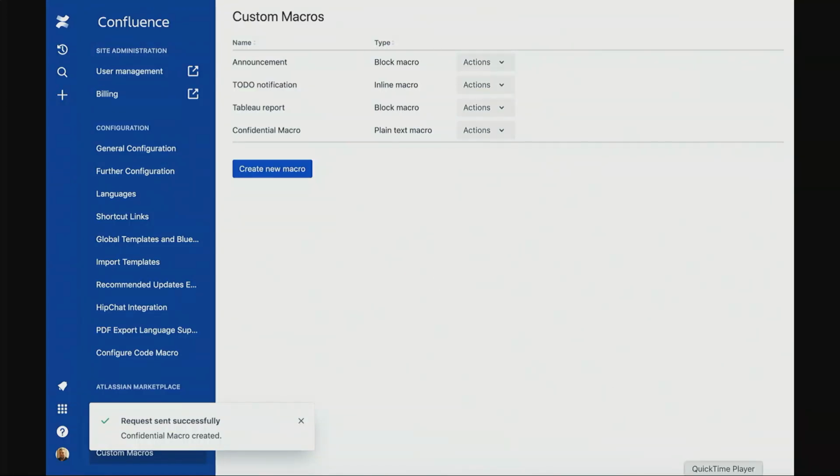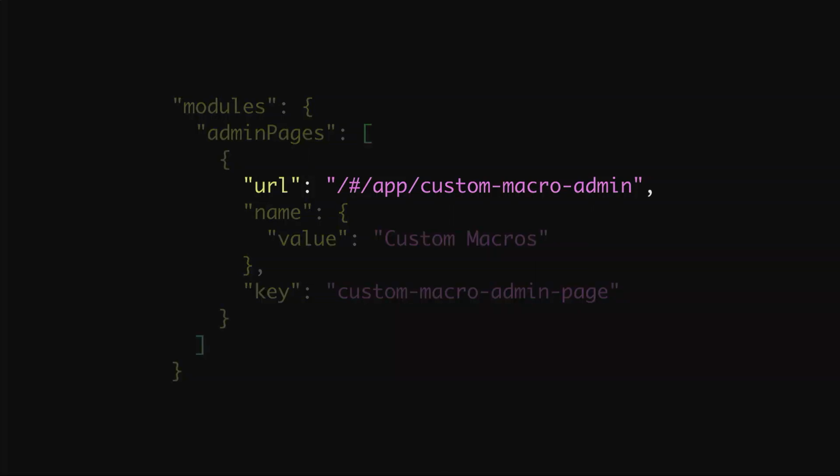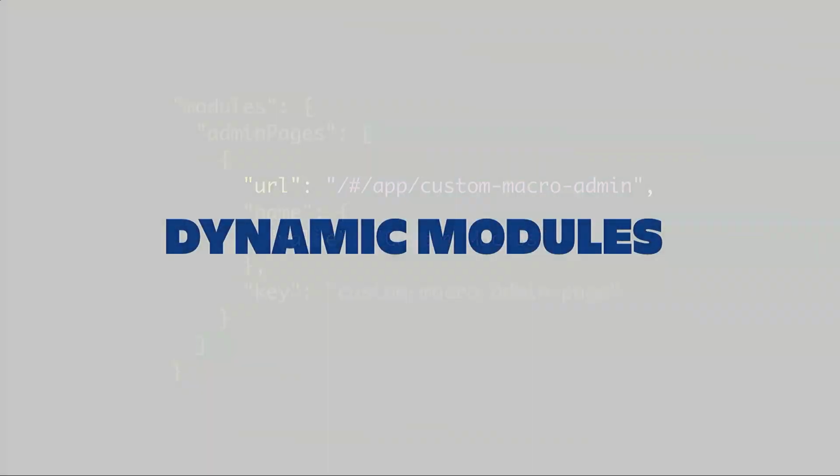First, to create this admin section, we need to define in the Connect app descriptor a module for admin pages. This is yet again an iframe that just helps define what this looks like. But to actually create the macro, we need a new feature there. If you watched the keynote, you may have noticed we mentioned that there are dynamic modules now in Confluence Cloud, or we're about to bring them into Confluence Cloud. And this is how the macro is created from the admin pages.